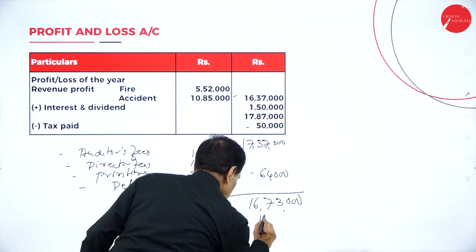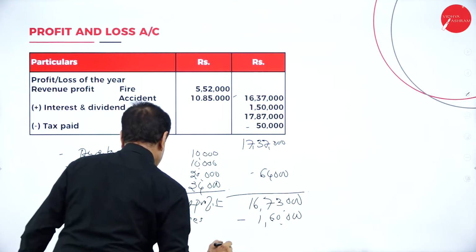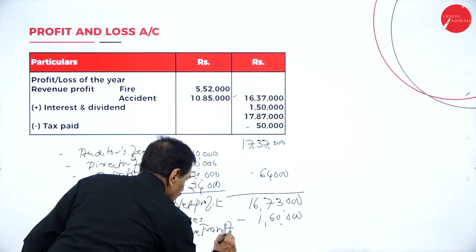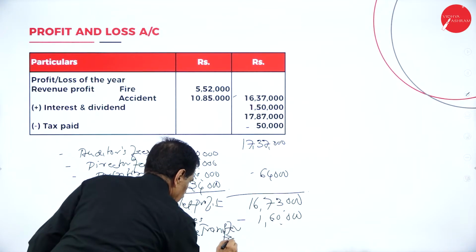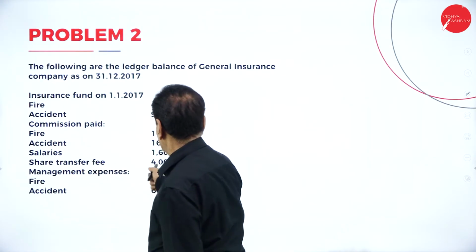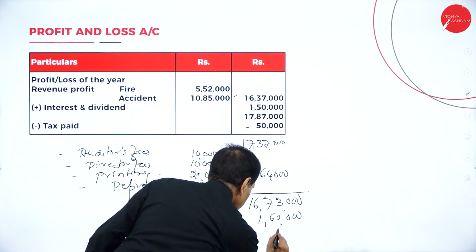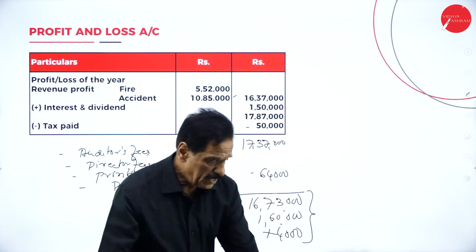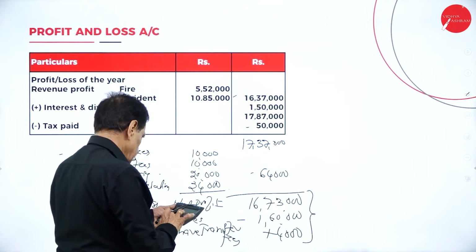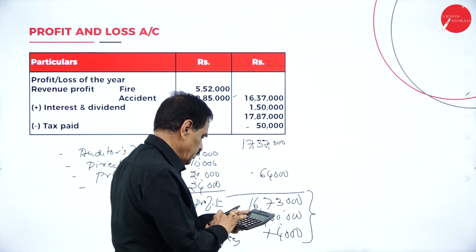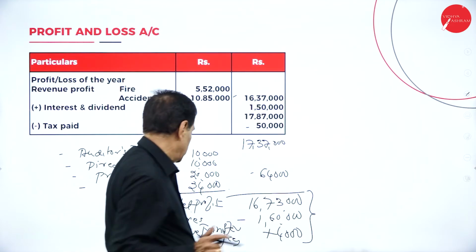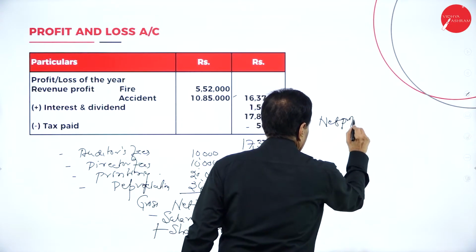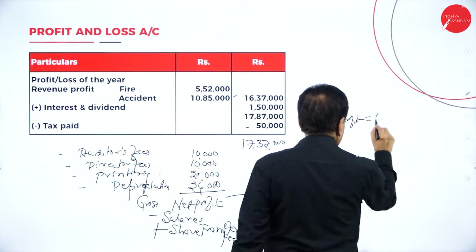Gross net profit minus salaries 1,60,000, plus share transfer fees, which we say is income, 4,000. Add this: 16,73,000 plus 4,000 minus 1,60,000 is 15,17,000. This is the gross net profit. So net profit is equal to 15,17,000.